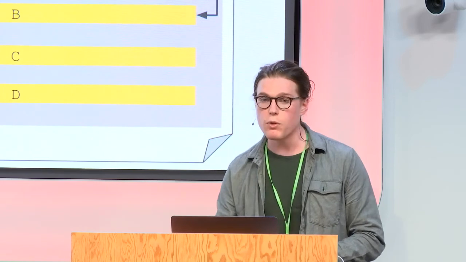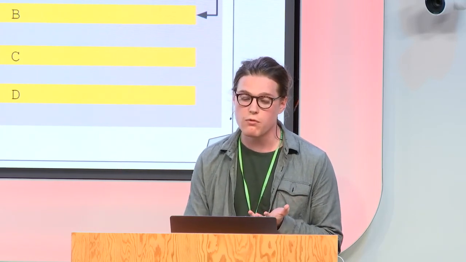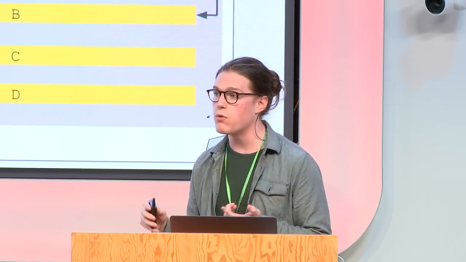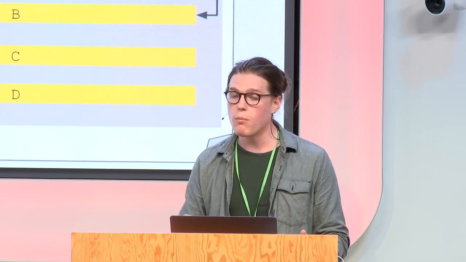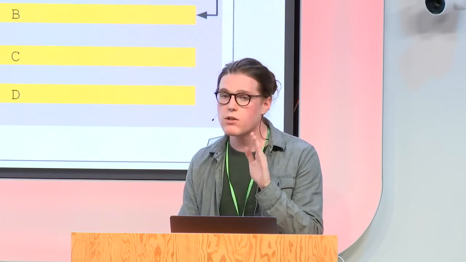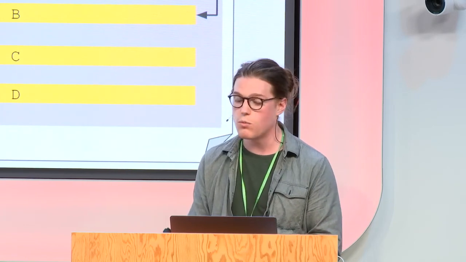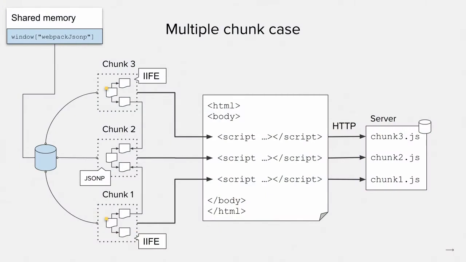And if you're not familiar with what an immediately invoked function expression is, it's just a function that we call as soon as we define it. We are able to have a closure for this function so we can create variables that don't conflict with other variables in scope, and we can pass arguments to it. And the arguments that we're going to pass are our module definitions. We're going to have a massive object, and the keys in the object are going to be the IDs of the modules, and the values are going to be the actual executable code for the module. If we have multiple chunks, things get a little more complicated.